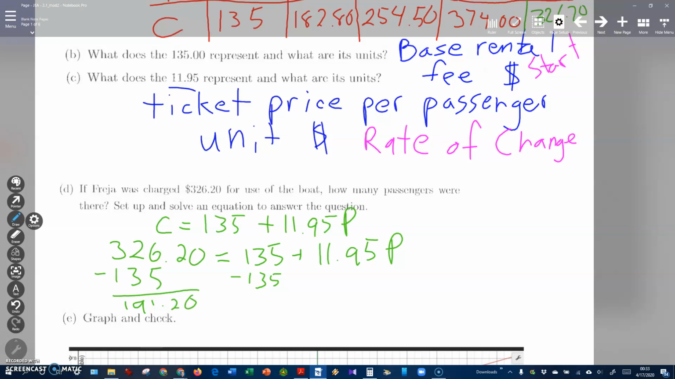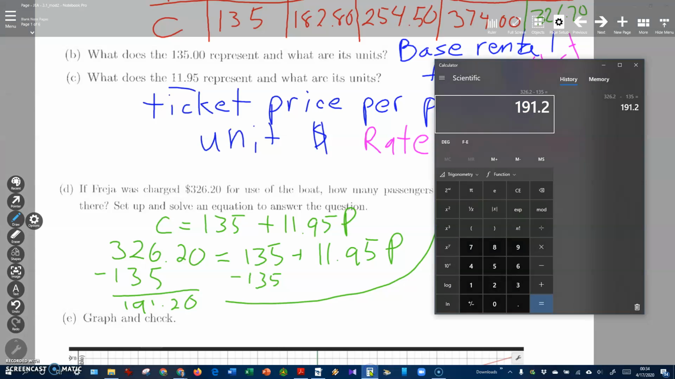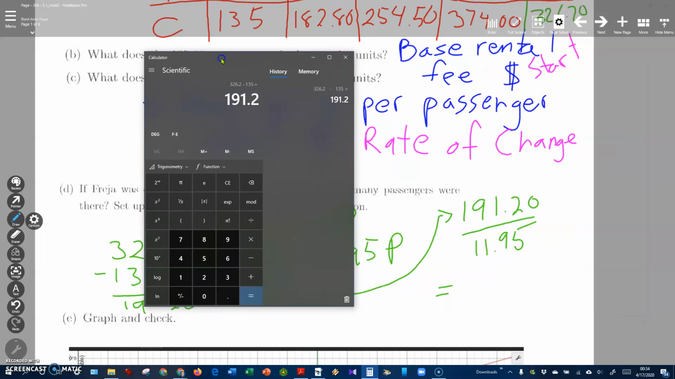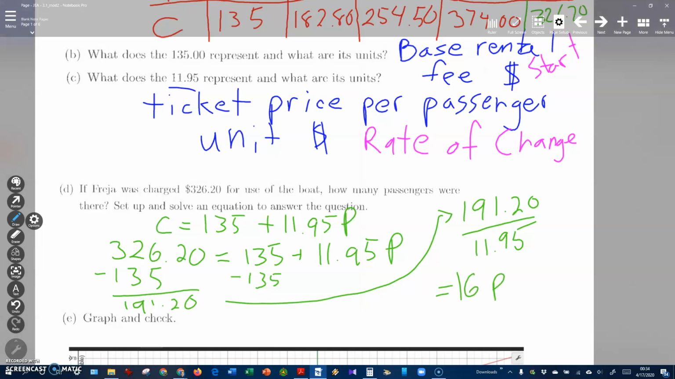So $191.20. And then what we have, I'm going to move over here because I'm running out of room, is how much the passengers cost total. So we can take that $191.20 and divide by the $11.95 per person. And I'll verify that with the calculator here: divide by $11.95 per person, we get 16 people, 16 passengers.